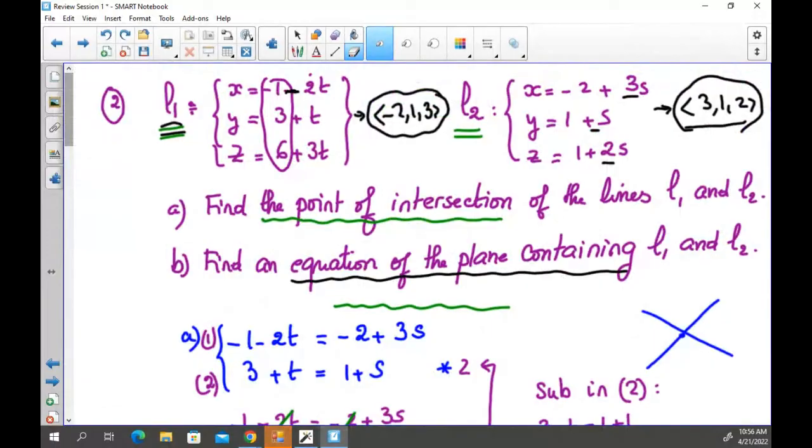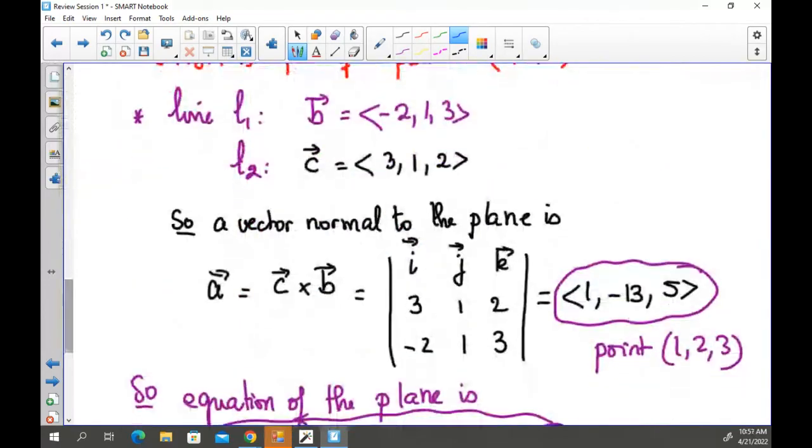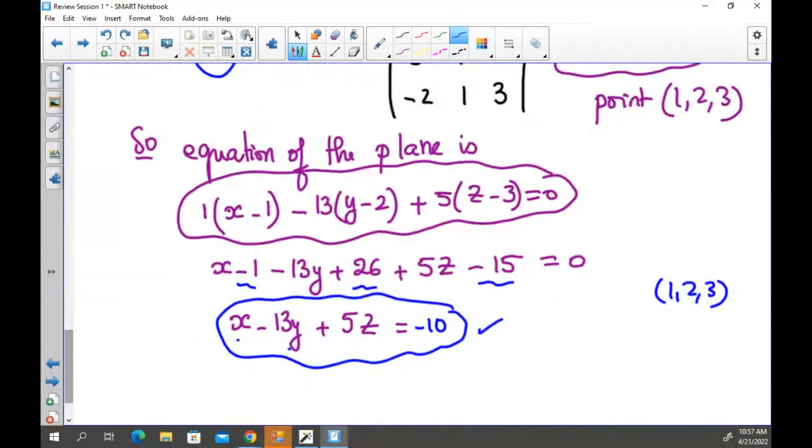First you find the intersection point, then you get the vectors from the lines. Then you get the cross product of the two vectors. You get the normal vector A, and then you just use the rule, and it's very easy after that. Just simplify, and you will get what you want.